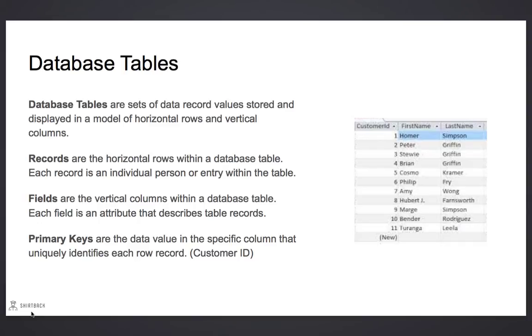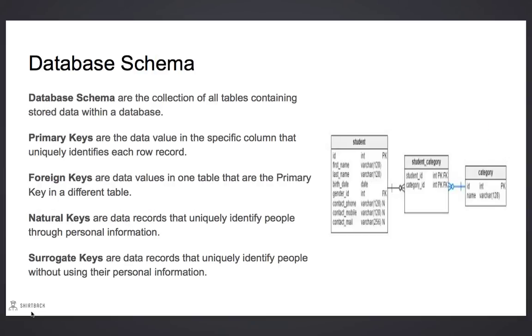Primary keys are the data value in the column that uniquely identifies each record. In our screenshot to the right, our primary key would be the customer ID column. It identifies each record entry in the table. Database schema are the collection of all database tables that contain stored data. We use primary keys as the data value in the column that uniquely identifies each record.